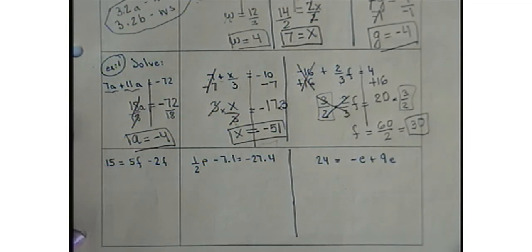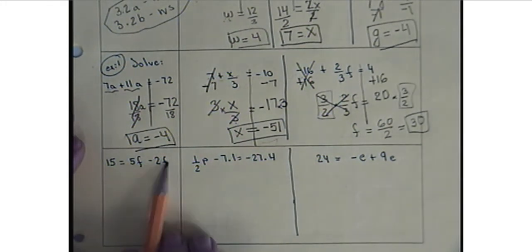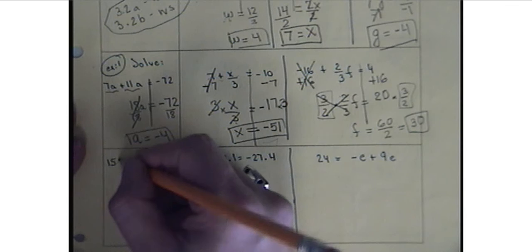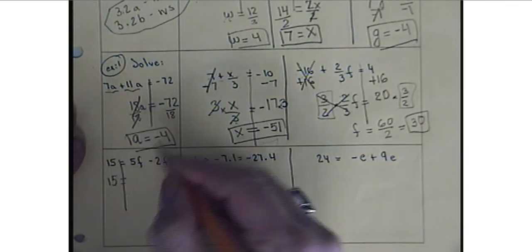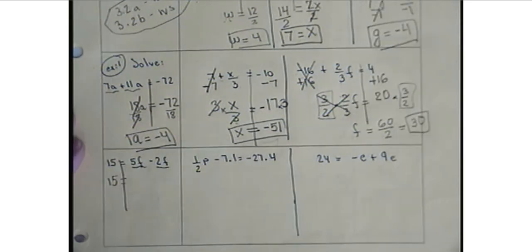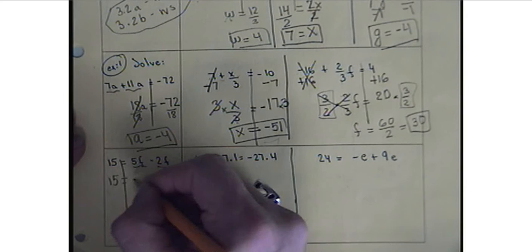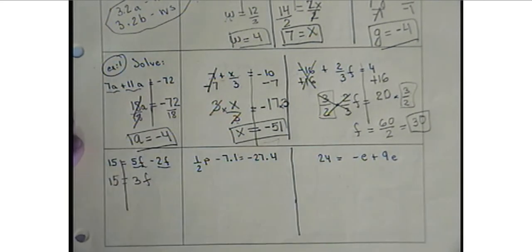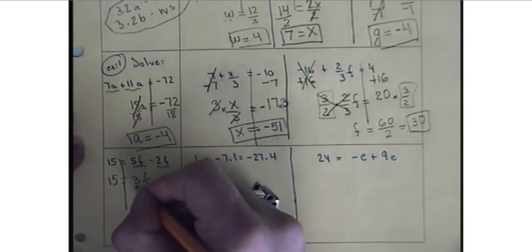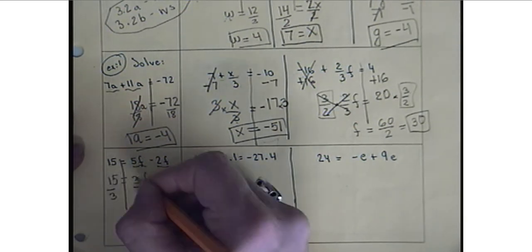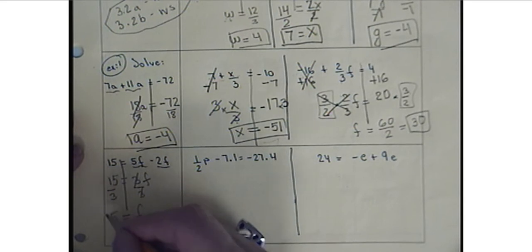Alright, a few more examples to go here. We have 15 is equal to 5f minus 2f. So draw a line. I'm going to put 15 equals, and 5f minus 2f are two like terms, so we combine those. 5 minus 2 is 3f. One more step in order to solve for f. This is 3 times f, so we will divide by 3 on both sides. Those two cancel, and we get f is equal to 5.